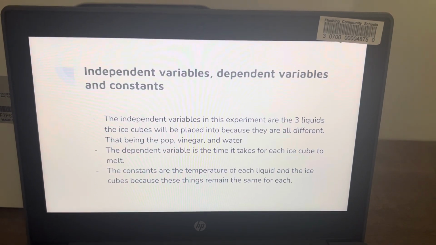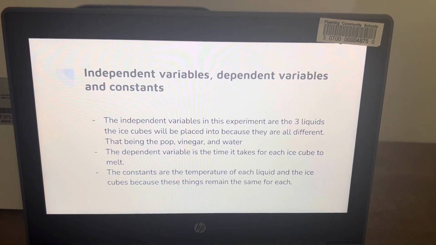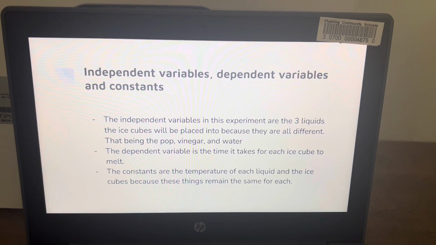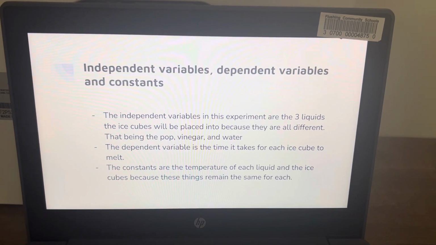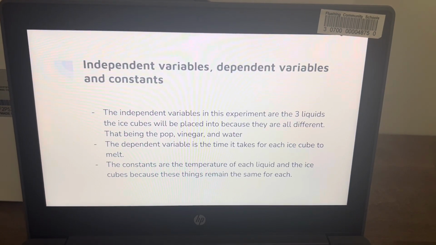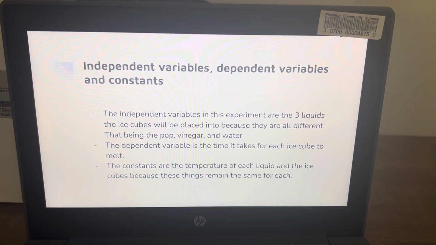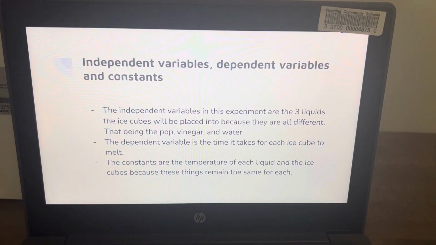So the independent variables, dependent variables, and constants. The independent variables in this experiment will be the 3 liquids, being the pop, vinegar, and the water, because the ice cubes will be placed into it and they are all different. The dependent variable is the time it will take for each ice cube to melt, because those won't be the same. And the constants are the temperatures of each liquid and the ice cubes, because these things are all the same for each liquid.